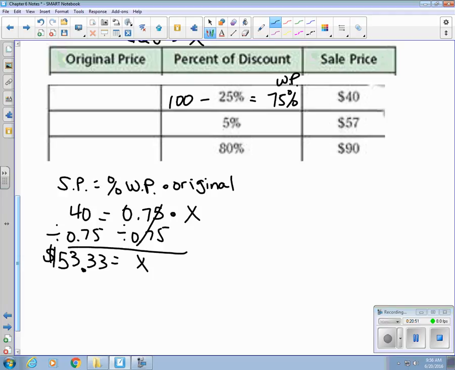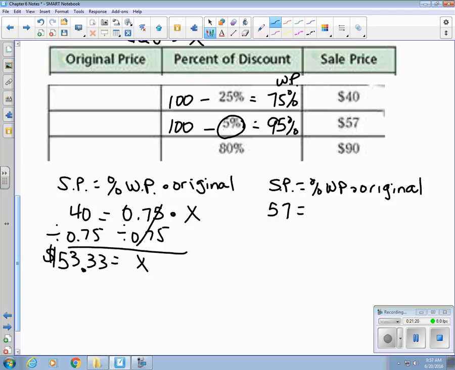Let's try the next one. The sale price is equal to the percent we pay times the original. Now, the percent of discount is 5% this time. So we're going to start with 100% and subtract the 5% discount. And that leaves us with 95%. That's the percent we pay. So the sale price, which was $57, is equal to the percent we pay, which is 95%. So we'll write that as a decimal, times the original amount, which we'll call X because we don't know what it is. To get X by itself, we divide by 0.95.